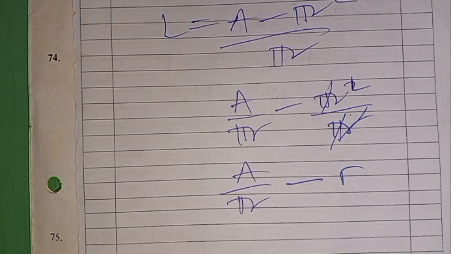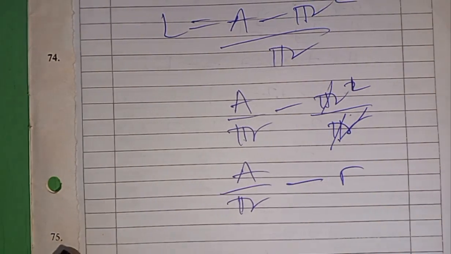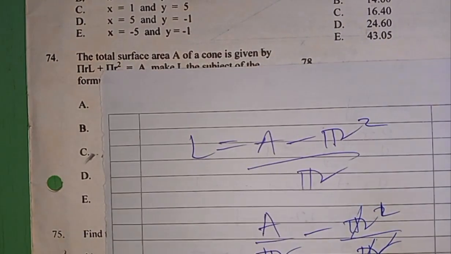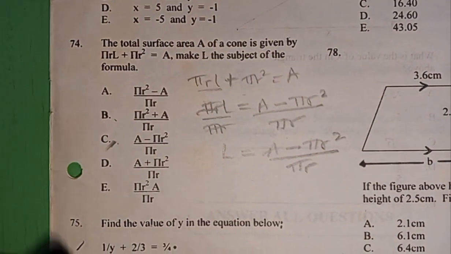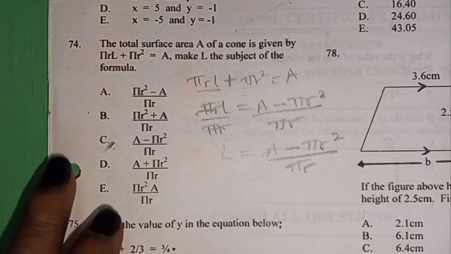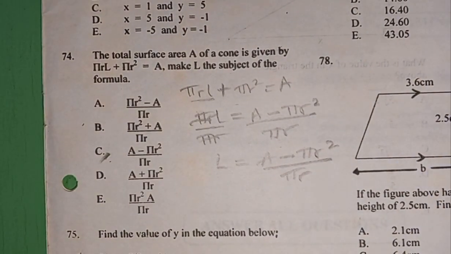So that's the final stage anyway, but based on the options we have, we are going for the one with this option. That's option C. This one, option C.